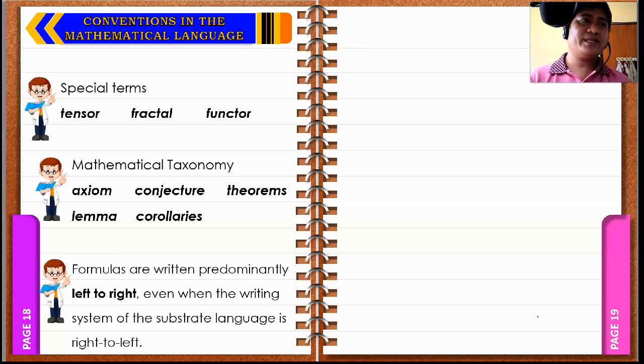So we all know that formulas are written predominantly from left to right, even when the writing system of the substrate language is right to left. It would be hard if you're writing the formula from right to left. So we all know that in writing the formula, it is from left to right.